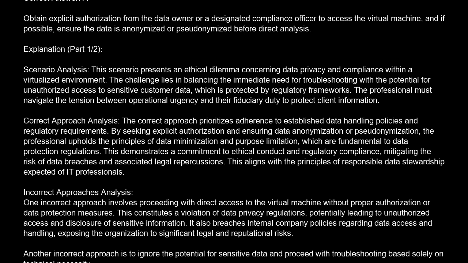Correct approach analysis. The correct approach prioritizes adherence to established data handling policies and regulatory requirements. By seeking explicit authorization and ensuring data anonymization or pseudonymization, the professional upholds the principles of data minimization and purpose limitation, which are fundamental to data protection regulations.